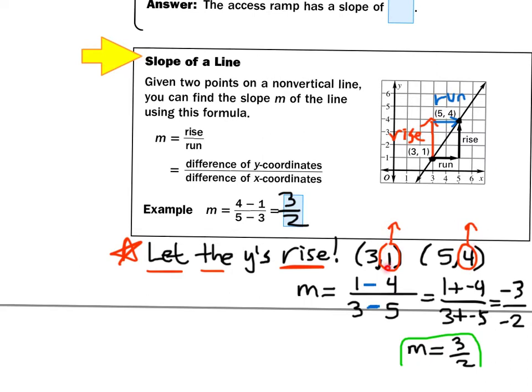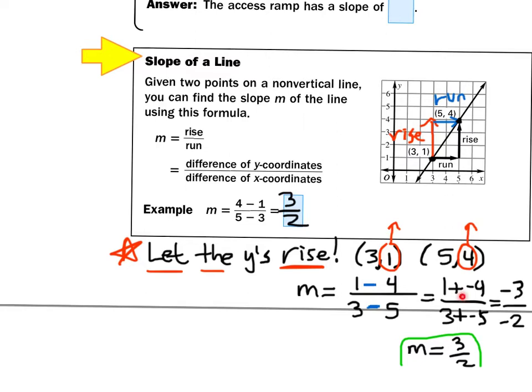So circle the 1 and the 4 and let them go up. And so when you write m equals and then draw your fraction bar, I want you to let the y's rise. So put 1 and a space and 4, and then the x's drop down. The 3 and the 5 drops down. Now the only thing you have to remember is you have to put a minus sign between the numbers. So this becomes 1 minus 4 over 3 minus 5.